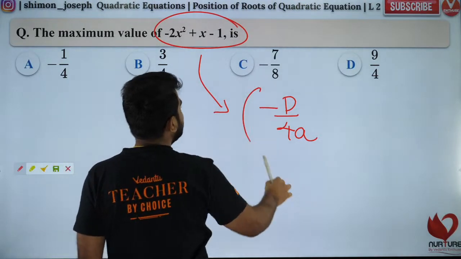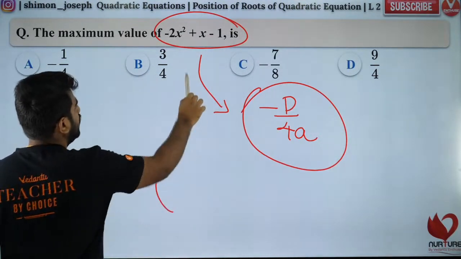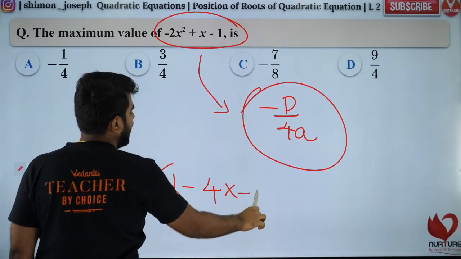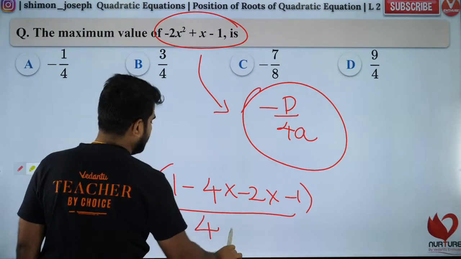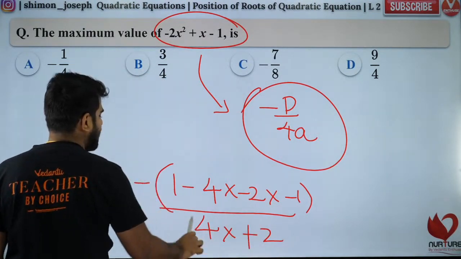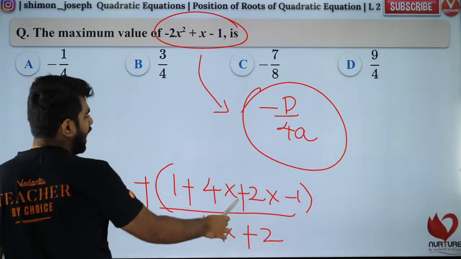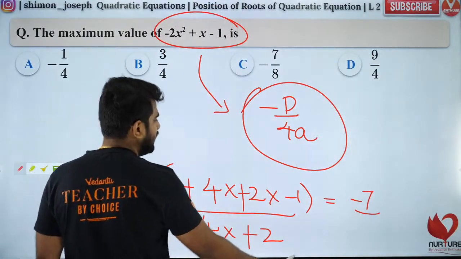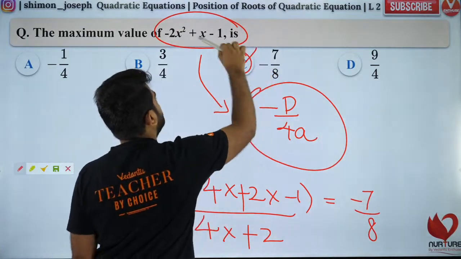So now, what is minus D by 4A? Minus D by 4A is nothing but minus of B square minus 4 into A into C divided by 4 into A. So minus and minus will get cancelled. I'll have 1 minus 8, which is minus 7, divided by 4 into 2, which is 8. So minus 7 by 8 is the answer, which is option C.